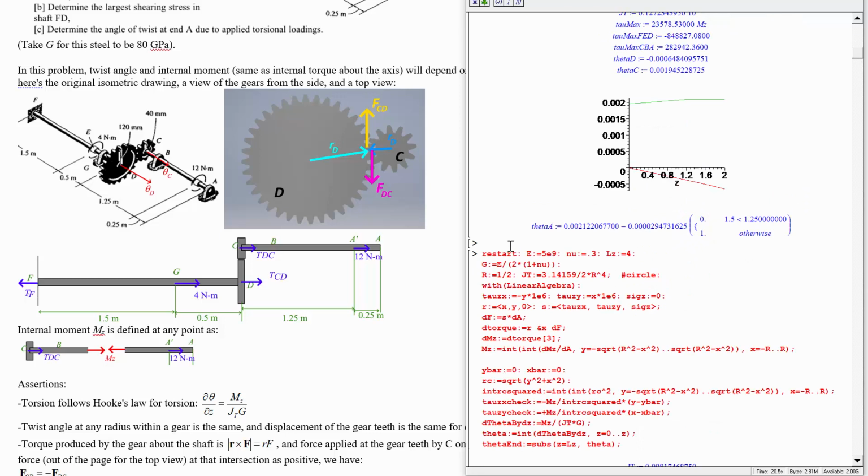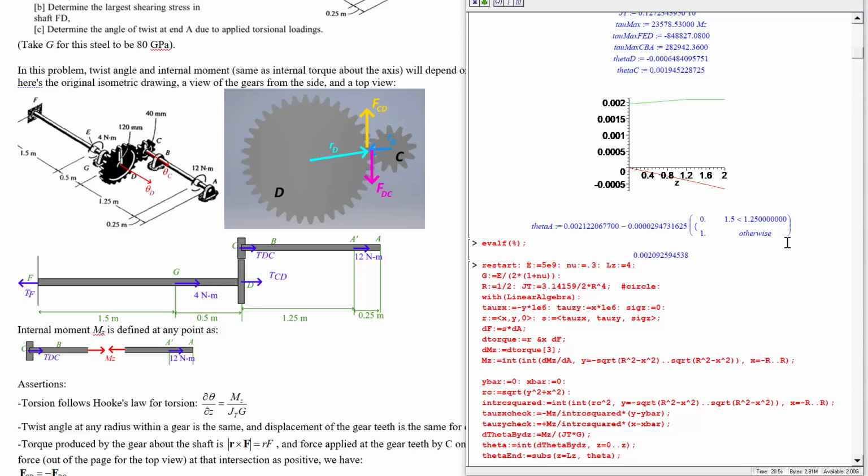Well, if we ask Maple to figure out whether 1.5 is smaller or larger than 1.25, yeah, so we've got the final angle of twist, and notice that it's a little bit bigger than theta C, not a lot bigger, because we don't have much moment along this shaft compared to the first one. So a lot of the actual twisting deformation happens along this first shaft and then gets magnified by a factor of 3 from the gear ratio, and we get a twisting of this as well.